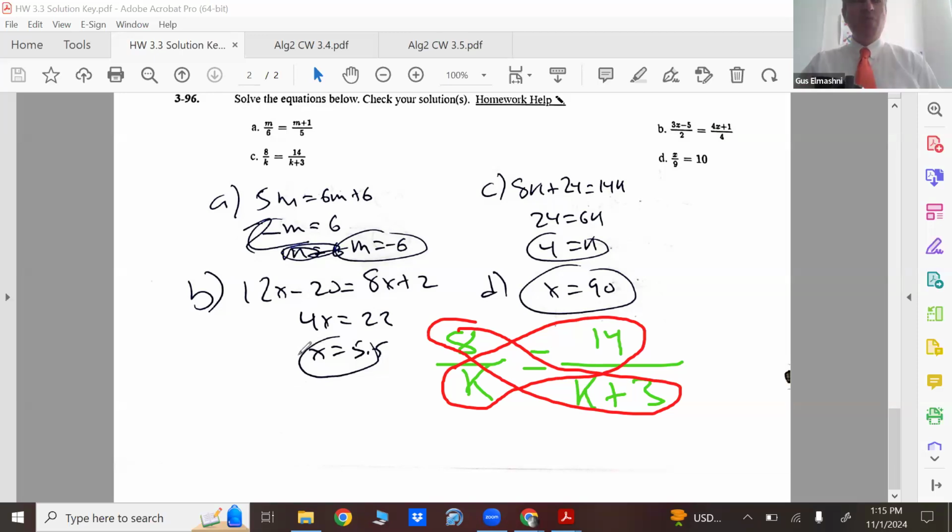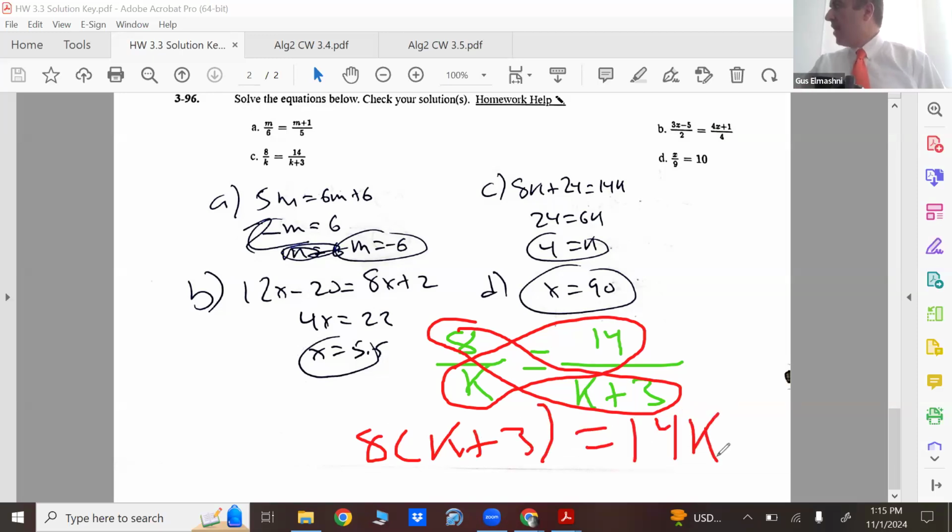All right, now, if you multiply 8 with k plus 3 and multiply 14 with k, you get this. And then you should get 8k plus 24. I'll do it up top because I'm running out of space. Equals 14k. And then you just solve after that, which is a very simple linear equation, which should get you 6k equals 24 or k equals 4.